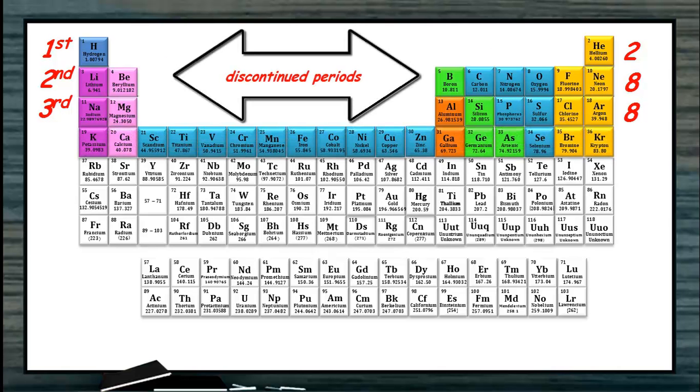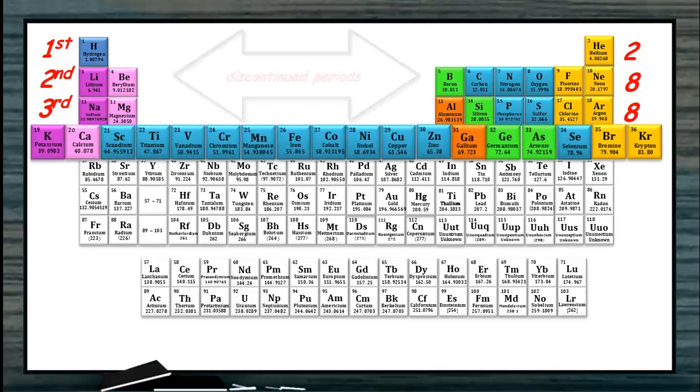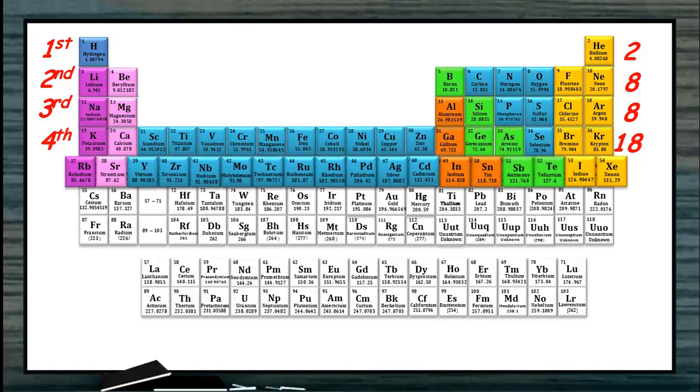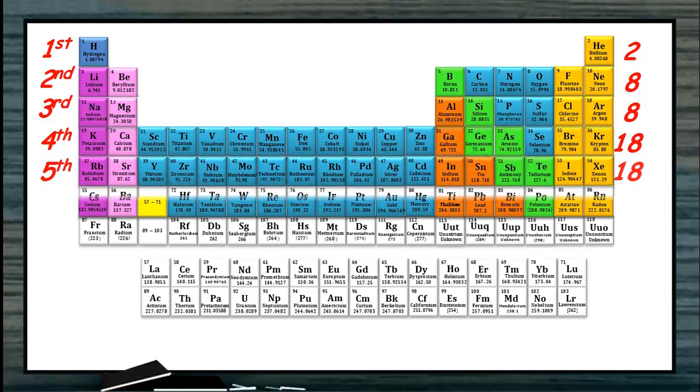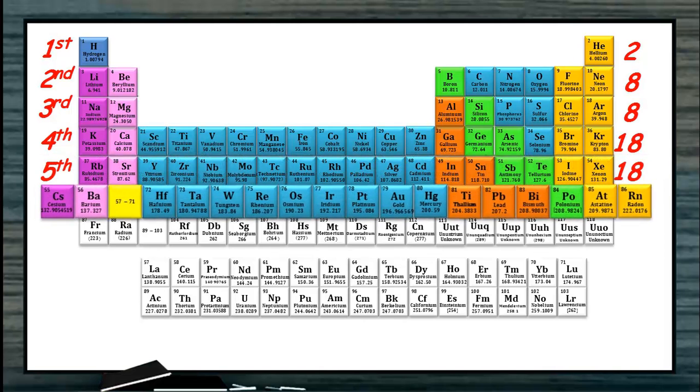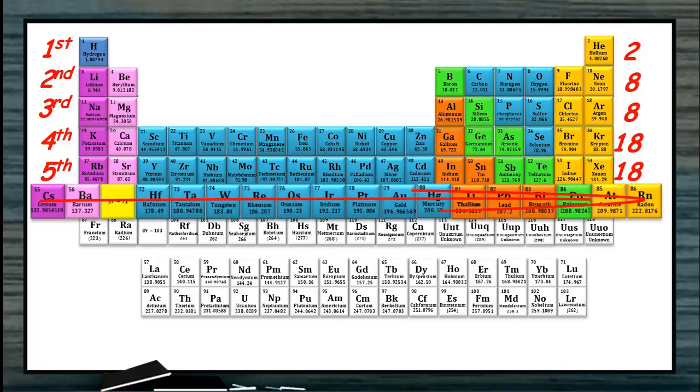Then the fourth period starting from potassium and ending with krypton. If you count, you get 18 elements here. Same, the fifth period from rubidium to xenon, another 18 elements here. Now if you count the number of elements in the sixth period here as it is, from cesium to radon, you are getting only 18 elements. But the sixth period contains 32 elements. So where are the remaining 14 elements?